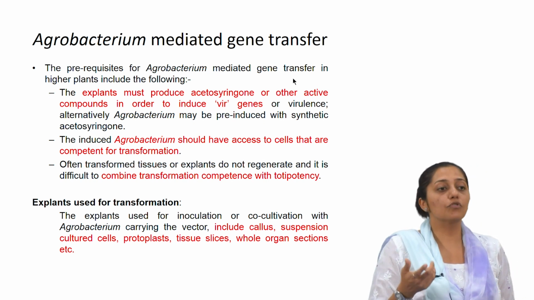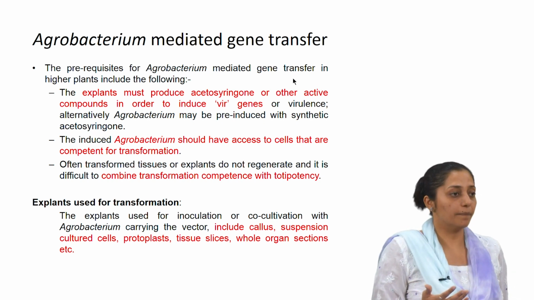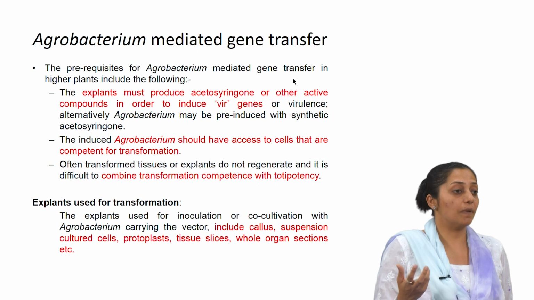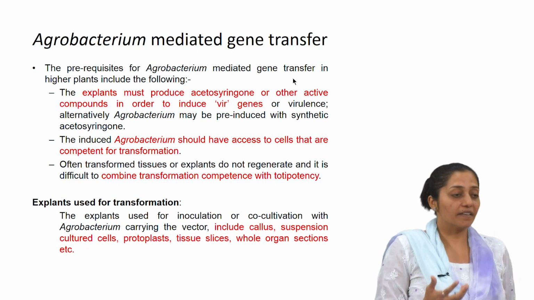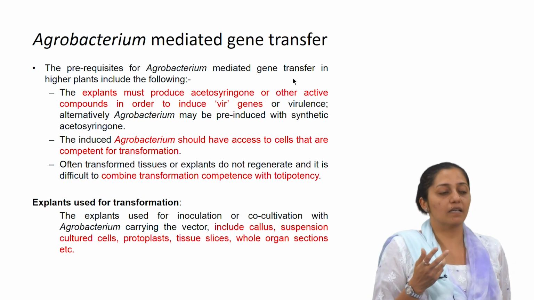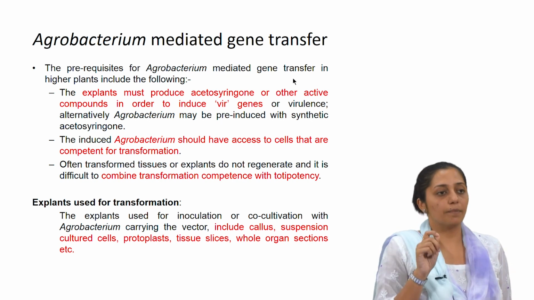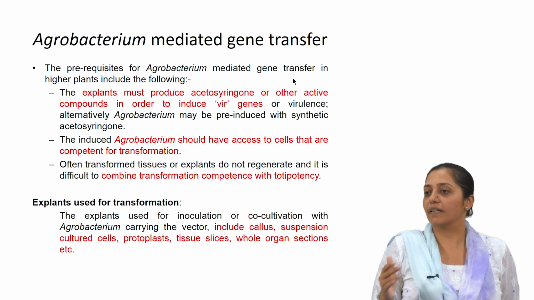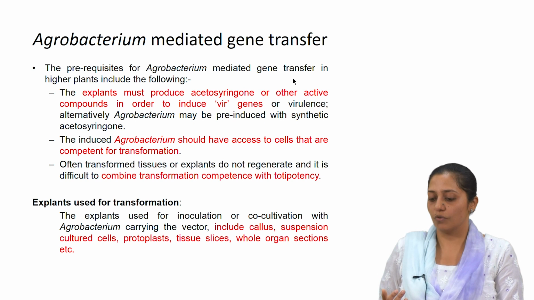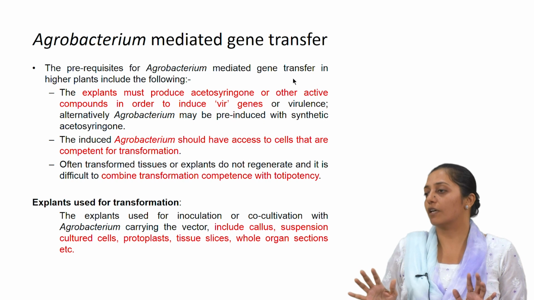So, this was used to induce the virulence genes present in the Agrobacterium. Acetosyringone, the type of explant, and the age of the explant also sometimes matter for successful transformations. There has to be production of signaling molecules which can attract the Agrobacterium and increase the proximity between the Agrobacterium and the plant cells. Now, the explant must produce acetosyringone or other phenolic compounds in order to induce the virulence genes.